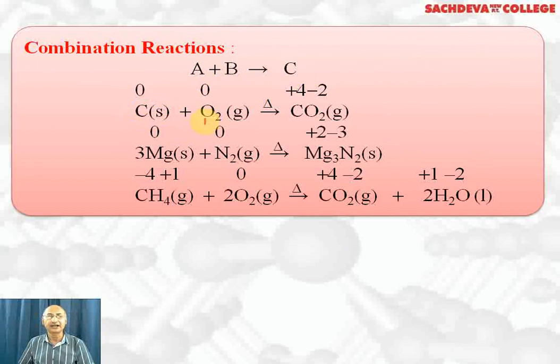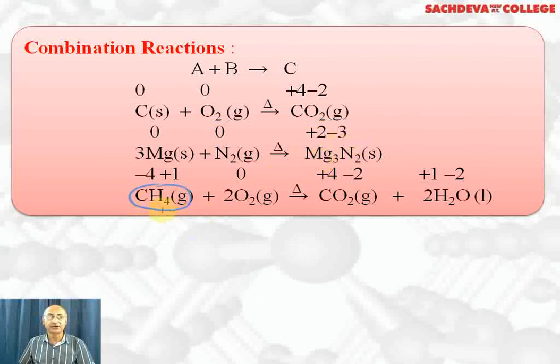Carbon solid reacts with oxygen gas to form carbon dioxide gas on burning or heating. Carbon has oxidation number 0. Oxygen has oxidation number 0. In CO2, carbon has oxidation number +4. Oxygen has -2. Magnesium reacts with nitrogen to form Mg3N2. Magnesium has oxidation number 0. Nitrogen has oxidation number 0. Magnesium ion has got +2 and nitride ion has -3.